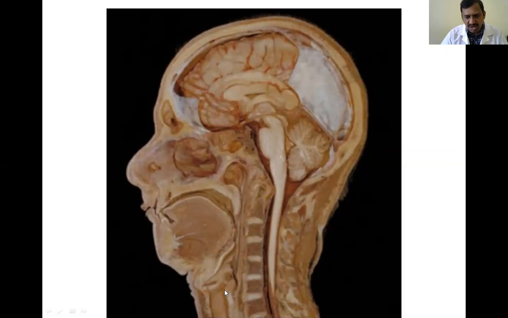This cavity is called the larynx, and this is the laryngeal inlet, and these are the vocal folds. This is the vocal fold. This is the vestibular fold, and this is the vocal fold. This is the vestibular fold. This is the vocal fold.